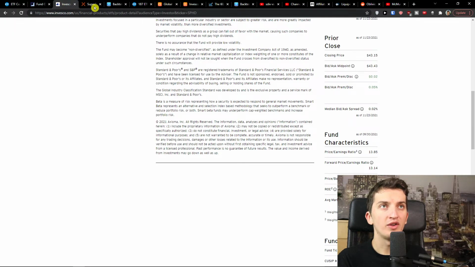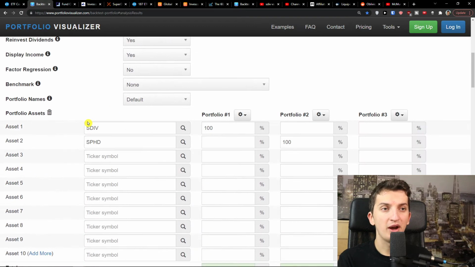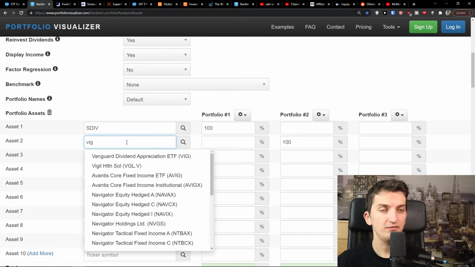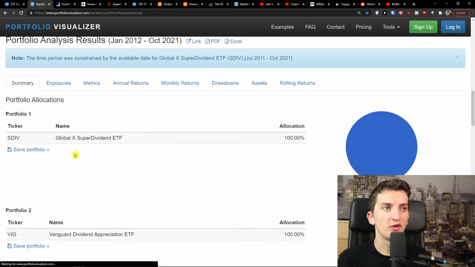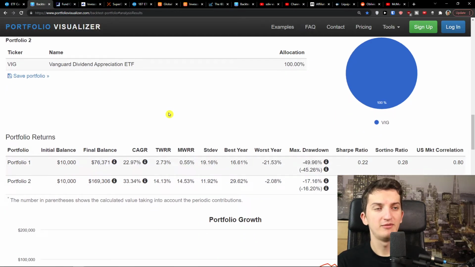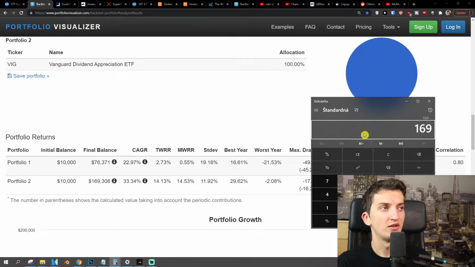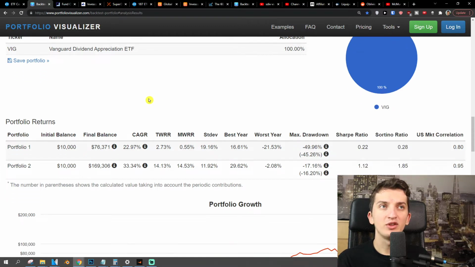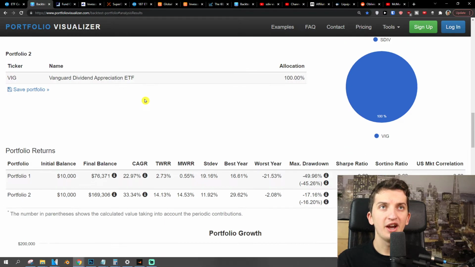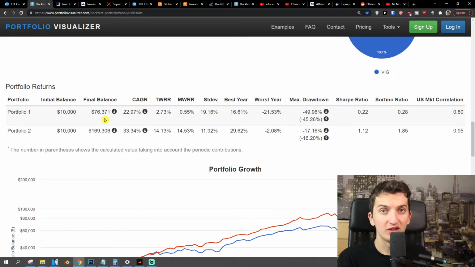Now when we look here on backtest performance, and let's say guys that we would invest $10,000 and then we would invest $500 monthly, and then we would also reinvest the dividends. So how it's going to look like? VIG analyze portfolio, and we can see clearly that with the VIG, you would make $93,000 more comparing to SDIV. So this is huge with reinvesting the dividends.